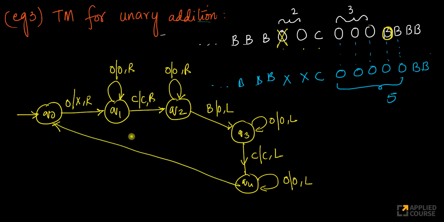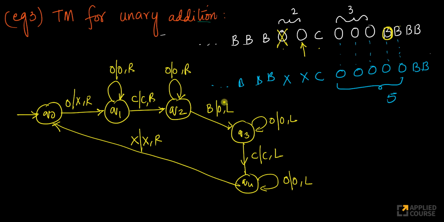So when I encounter an X now, I'll keep the X as is, but I'll move right. So now where do I move? Now I move here. Now, what is this whole cycle doing? This whole cycle is taking a 0 here, replacing it with X, moving forward, replacing this B with a 0 and coming back here. Right? That's what this whole cycle is doing.